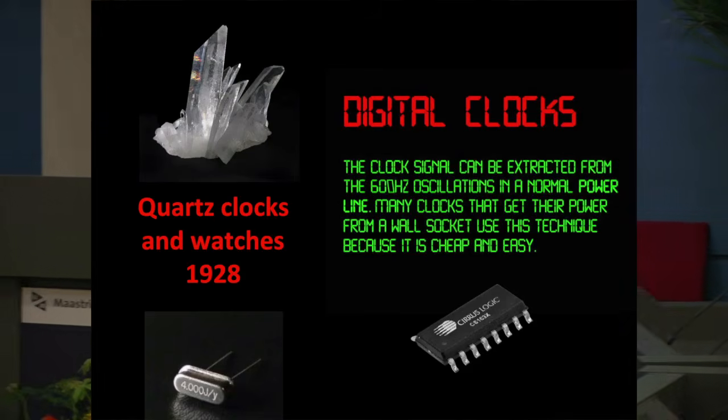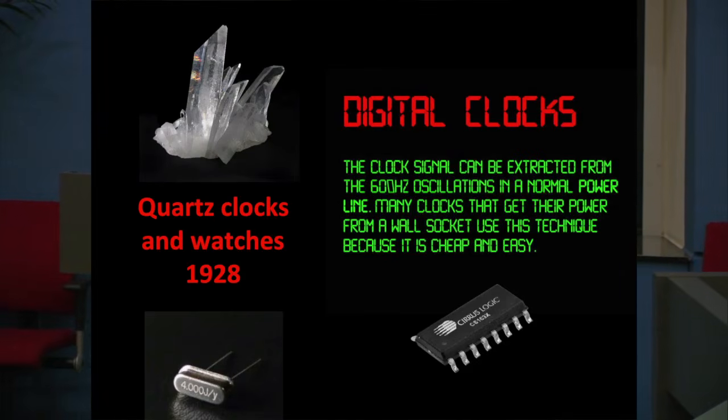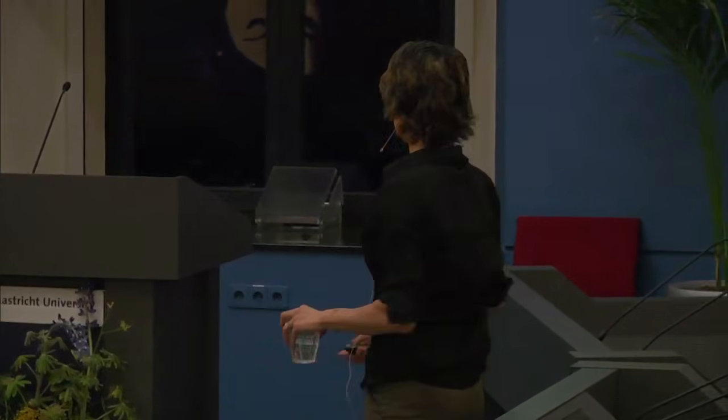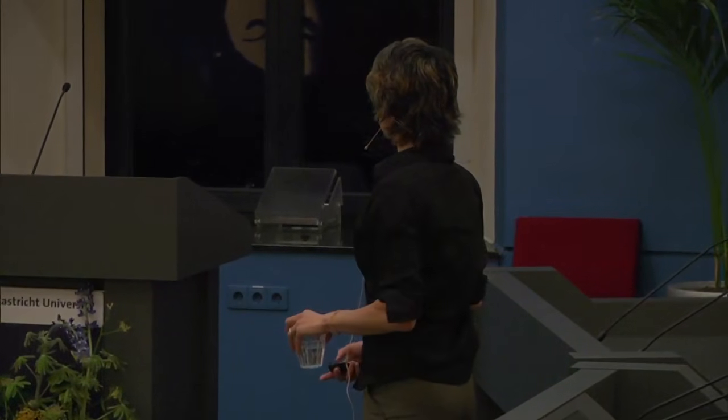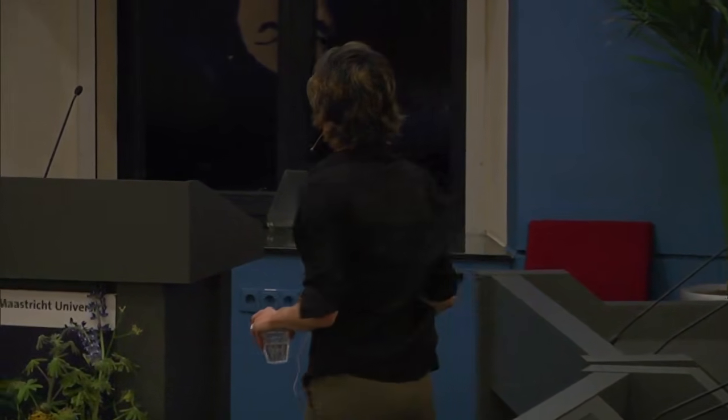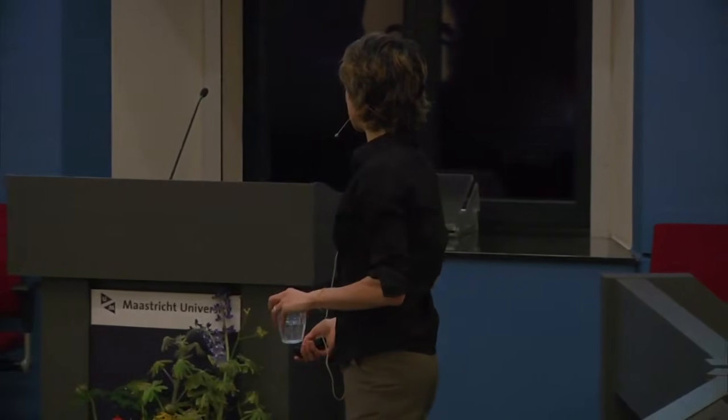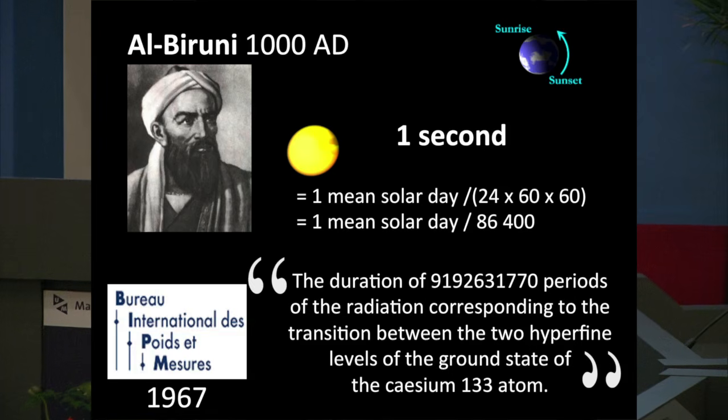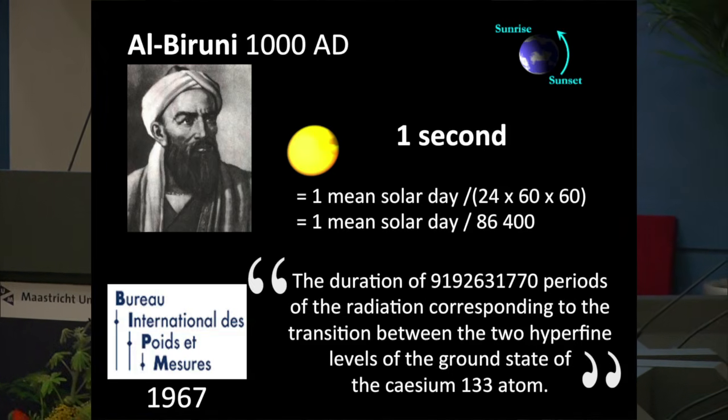And digital clocks as well rely on microchips and transistors to do frequency division and counting and mathematics, based on either a main signal from the wall, an AC signal. And the final thing to talk about is what we are using today. Today, the definition of a second is very different from when it was first defined.